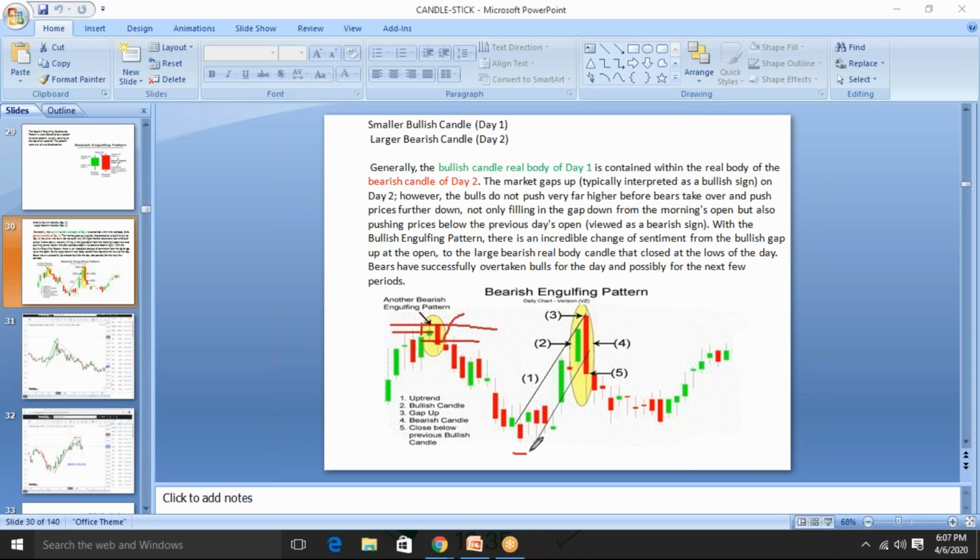See here, there should be an uptrend in the market. There is a bullish candle, the previous day bullish candle, and the next day a bearish candle totally covers this bullish candle from top to bottom. This was the top of the previous green candle, and this was the bottom of the previous green candle. Then this candle totally covers this candle. After that we have to wait for one confirmation candle. After that we will take the trades. Let me discuss the example.